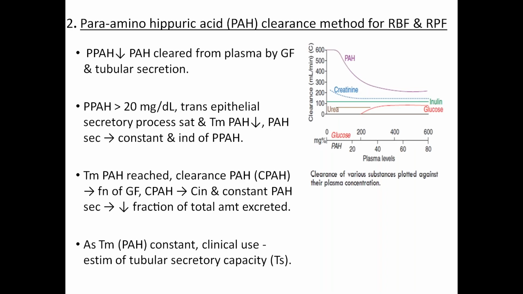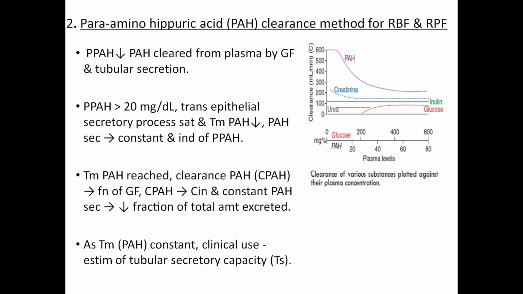The second method is through something called para-amino hippuric acid clearance, or PAH clearance. Again, I would say don't worry about this, because in later chapters when we talk about clearance, you will go through this topic again. Basically, secretion of para-amino hippuric acid occurs into tubular fluid via carriers in the PCT by a transport maximum limited process, and the Tm of PAH is about 80 milligram per minute.